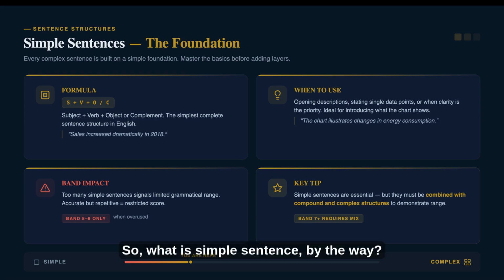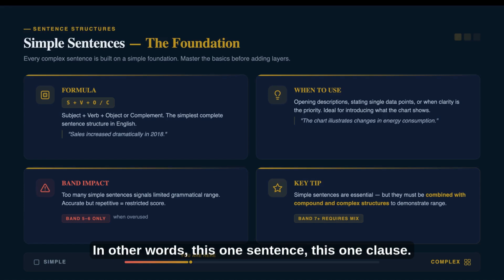So, what is simple sentence, by the way? A simple sentence is one independent clause. In other words, this one clause can stand alone and still make sense.